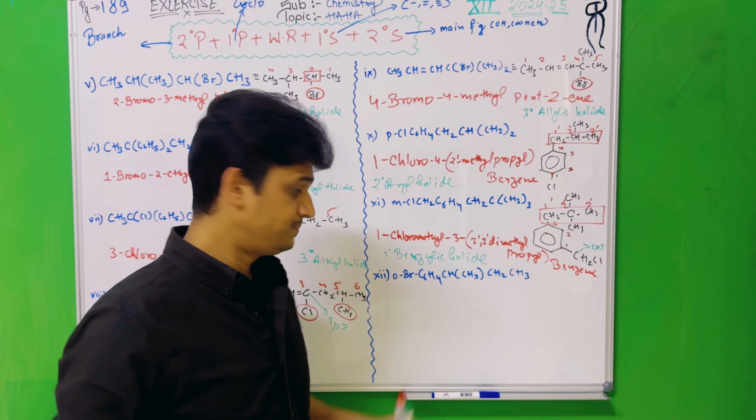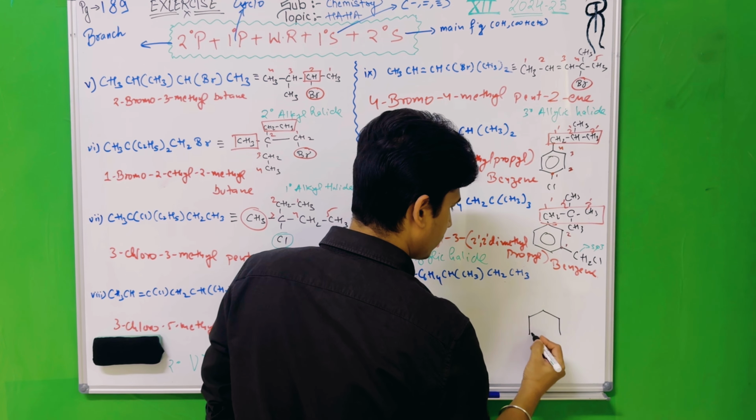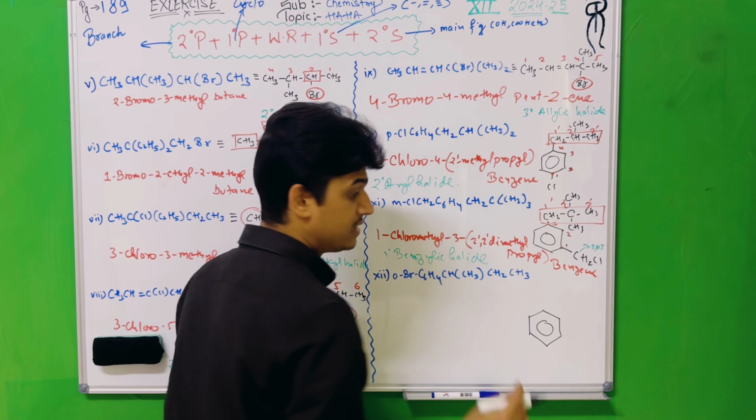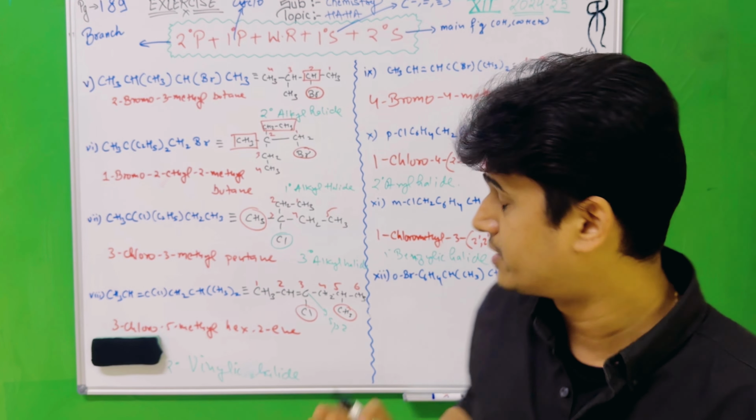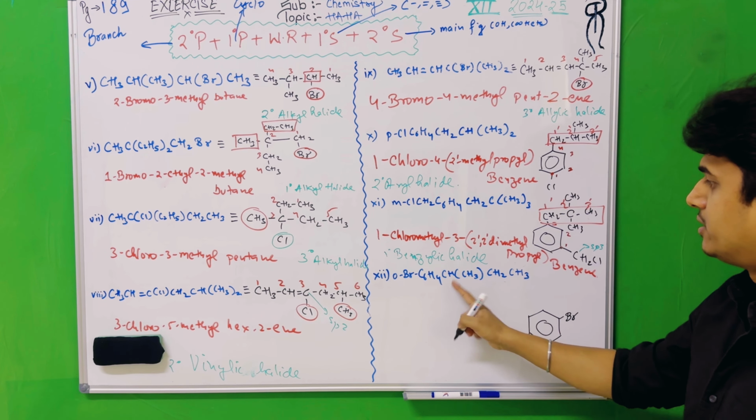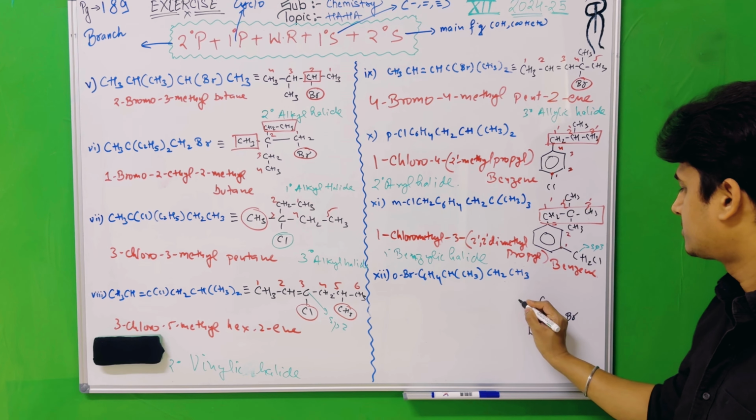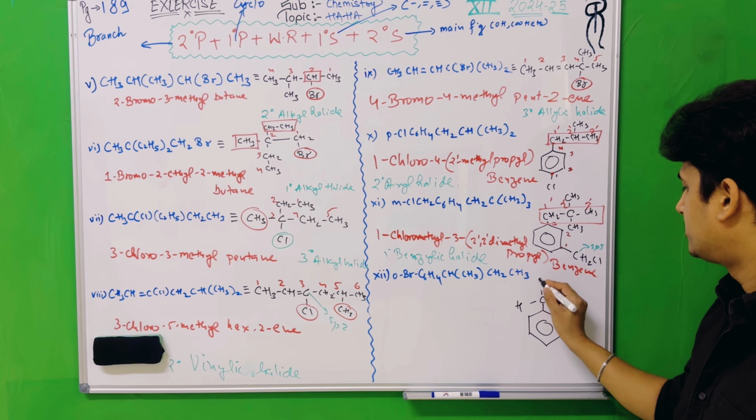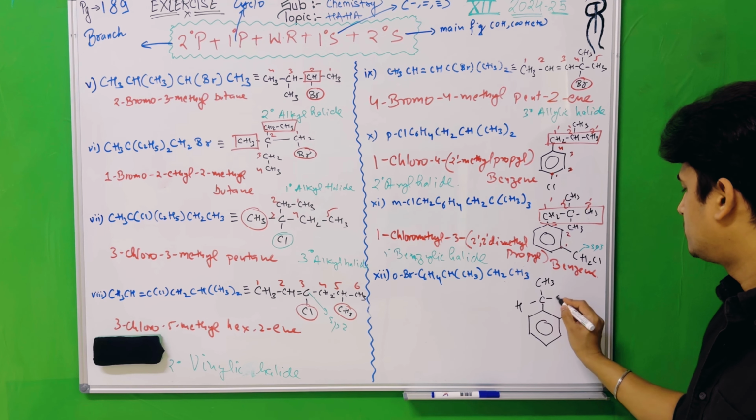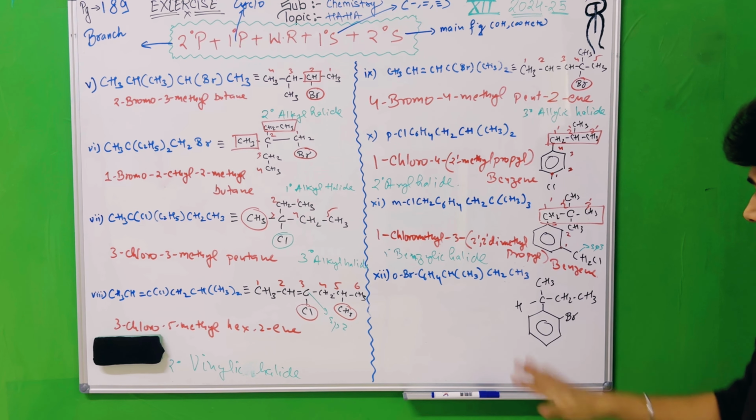Let's do this last one. Again C6H4, draw a benzene ring. You have to be very focused, otherwise if you miss a little bit then your answer will be wrong. Ortho position now. At the ortho position, what do you have? Bromine. Then the other ortho position has a substituent: CH, CH3, there is CH3, CH2 and then CH3. Okay, so this is your main structure.